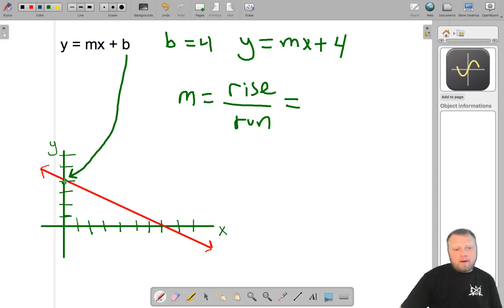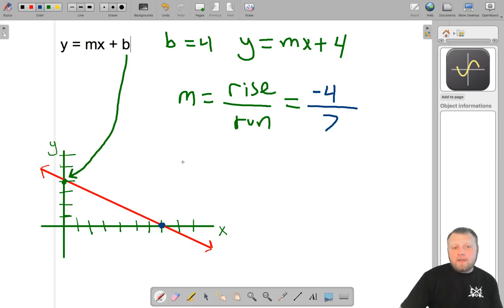So this point right here, we're going to start there. We're going to go down 1, 2, 3, 4 units. See me go down 4 units. Then I'm going to go over 1, 2, 3, 4, 5, 6, 7 to the right. So I didn't rise 4, I went down 4. So we're going to say negative 4. And I went over to the right 7. And remember, right is positive and left is negative. So negative 4/7 is what my m is.